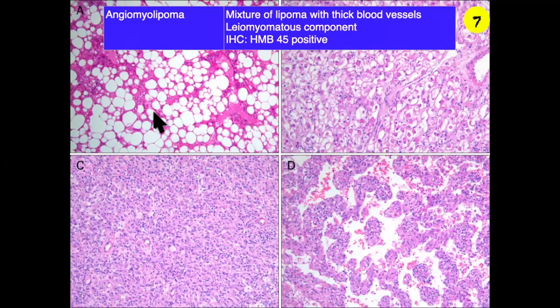Angiomyolipoma is another rare tumor where you see the angioid component, myoid component, and lipomatous component. Okay, and HMB45 will be positive.